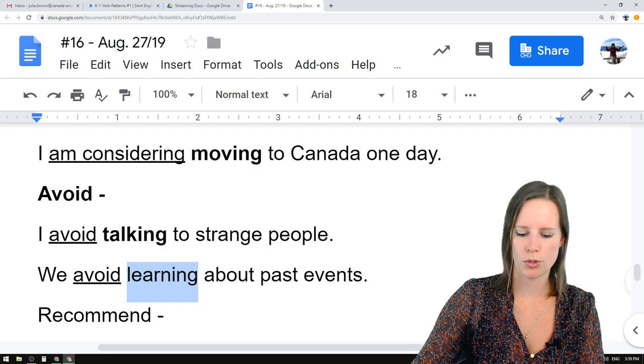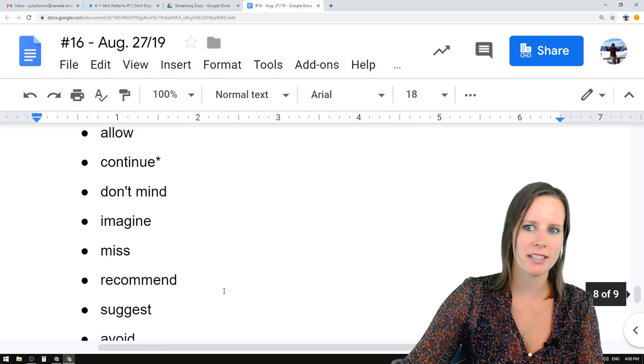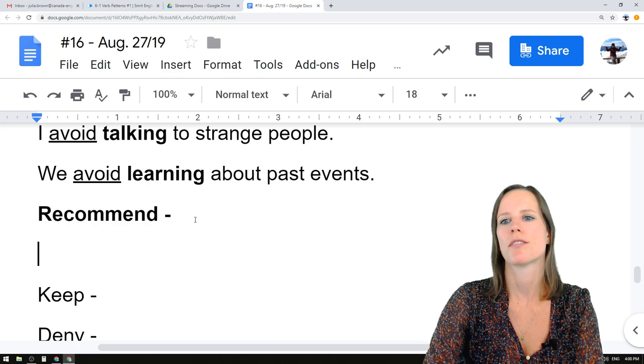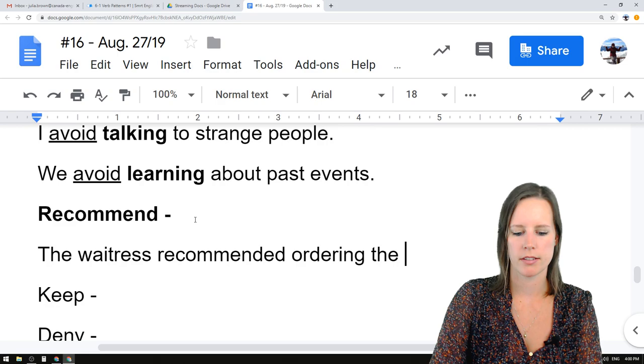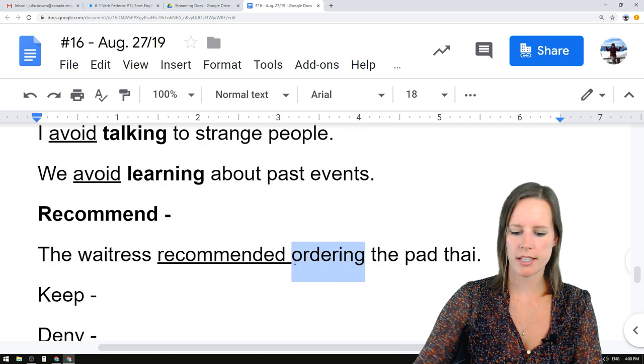Okay, we're coming up on the end. So there's the list of all of the verbs in SMRT that are commonly used with gerunds. It's not a complete list, okay? But we can do one more, and I'll give you a couple examples. Recommend, the waitress recommended ordering the pad thai, for example. The waitress recommended is your verb one, and ordering is your gerund.